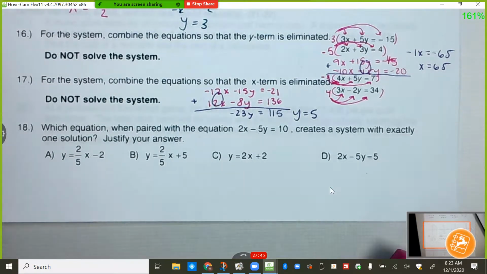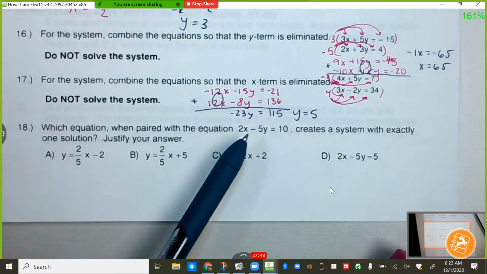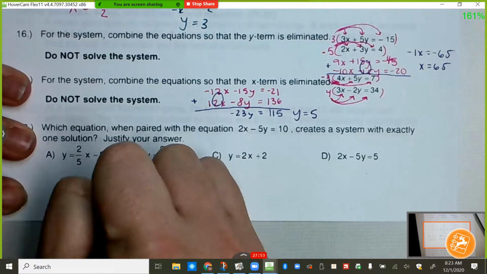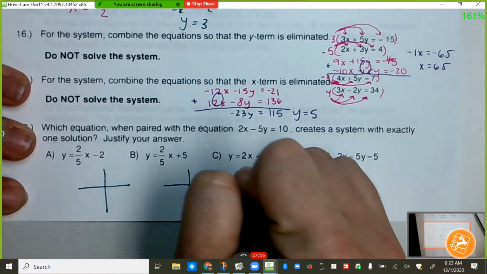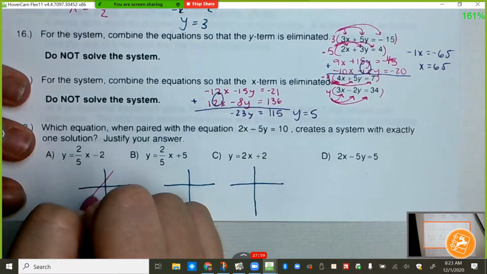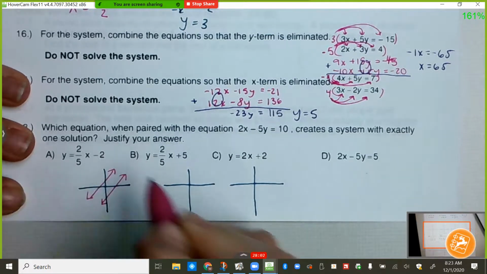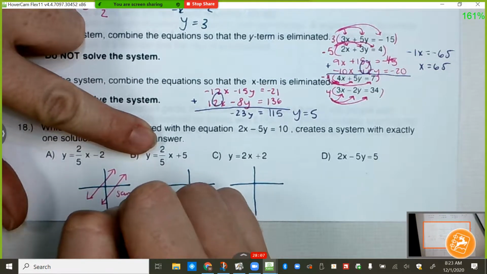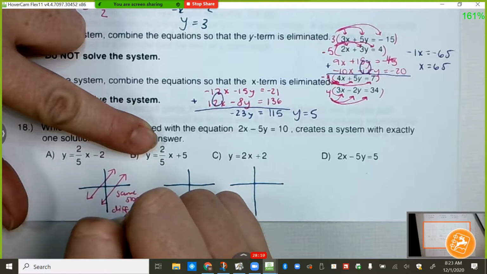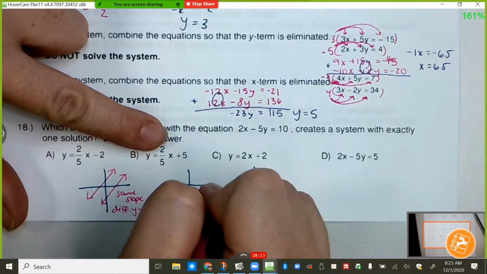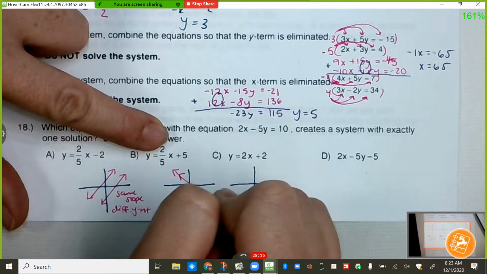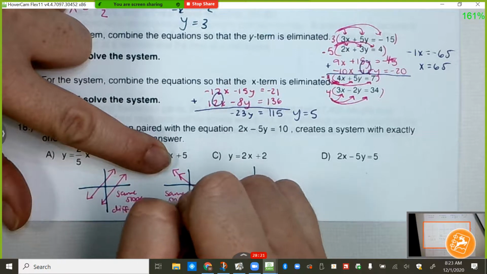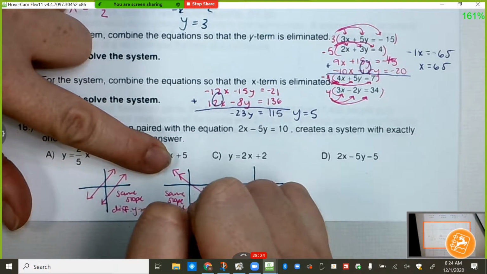Okay, number 18. Which equation, when paired with the equation 2x minus 5y equals 10, creates a system with exactly one solution? So just as a reminder, the 3 different kinds of systems are going to look like this. You have no solution, which is inconsistent, and I want you to realize those have the same slope, but they have different y-intercepts. Okay, then you also have infinitely many solutions, which also have the same slope and the same y-intercept because they're the exact same line.